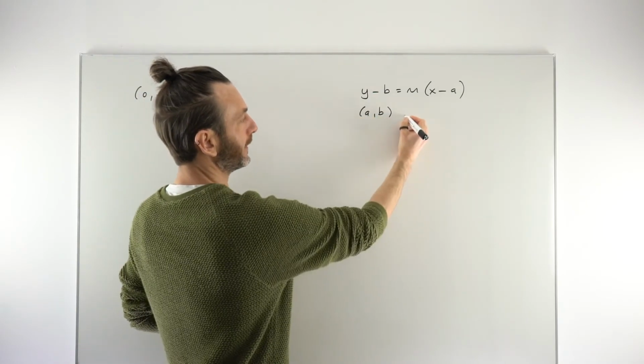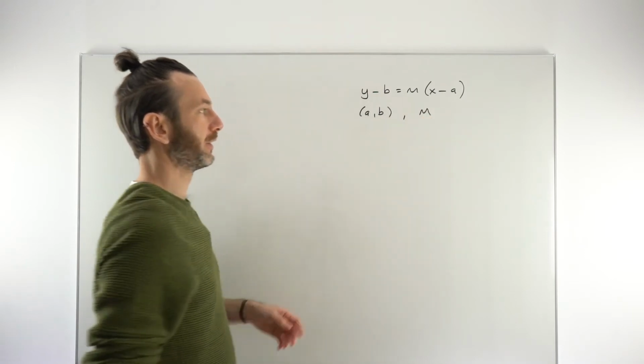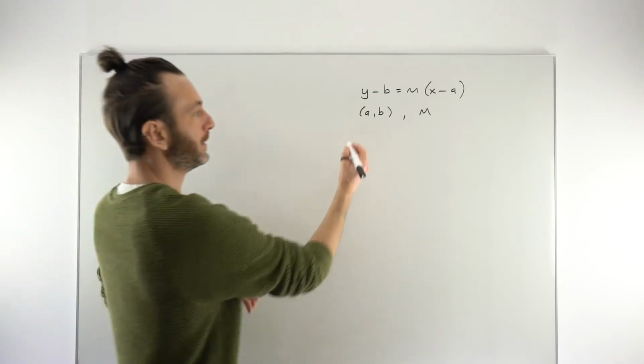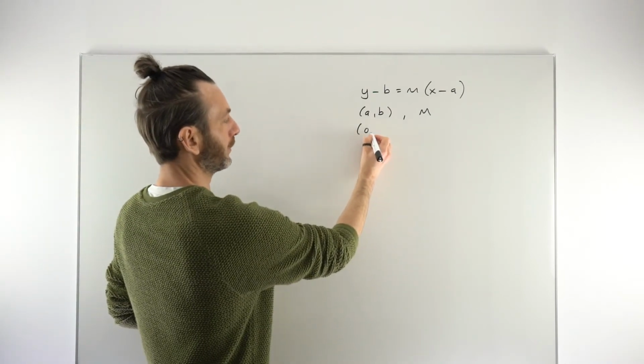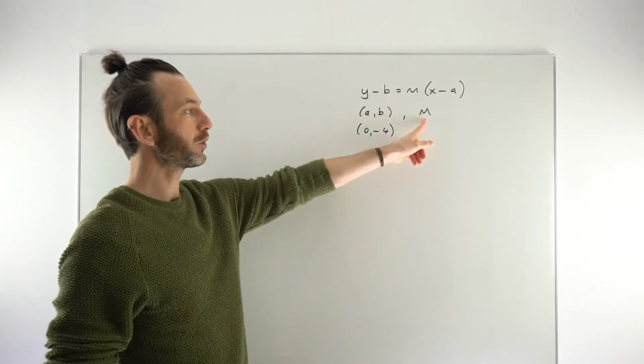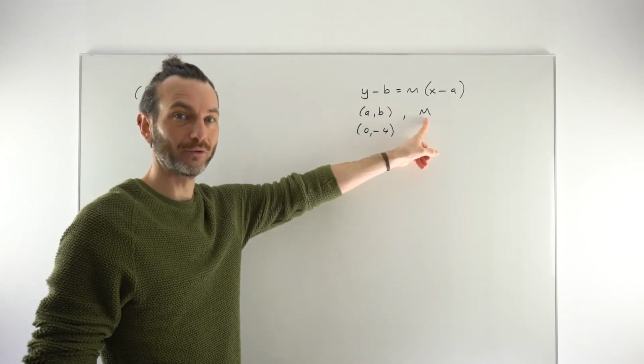So a point on the line and the gradient of the line. The point on the line we've already been given, that is the point (0, -4). That's quite often the case in straight line questions. You're given a point on the line, any point on the line will do. So our challenge here really is to track down the gradient.